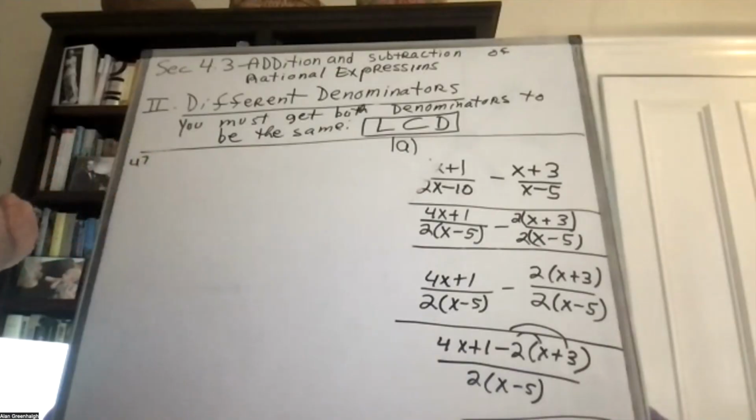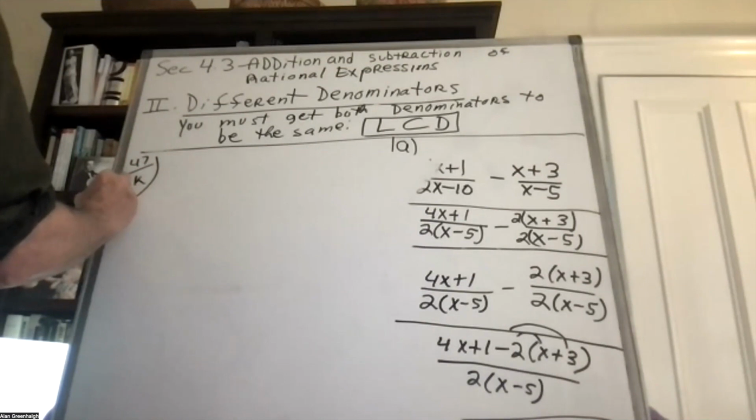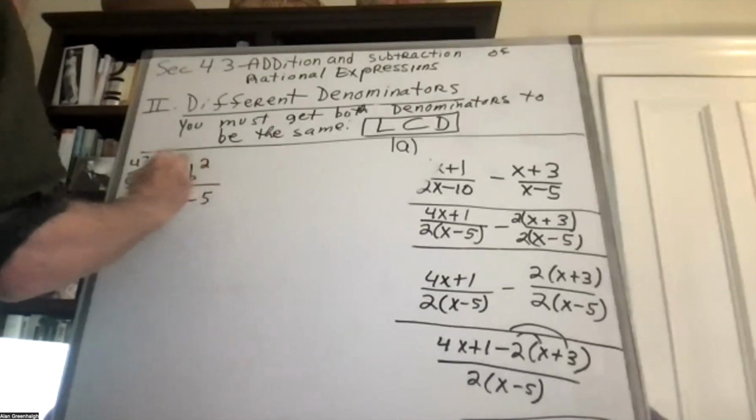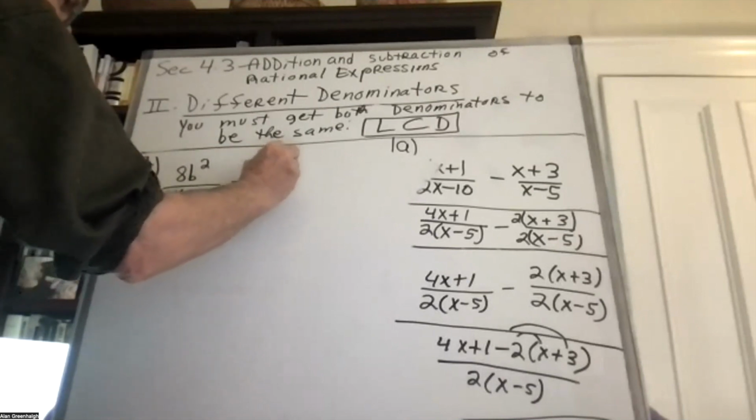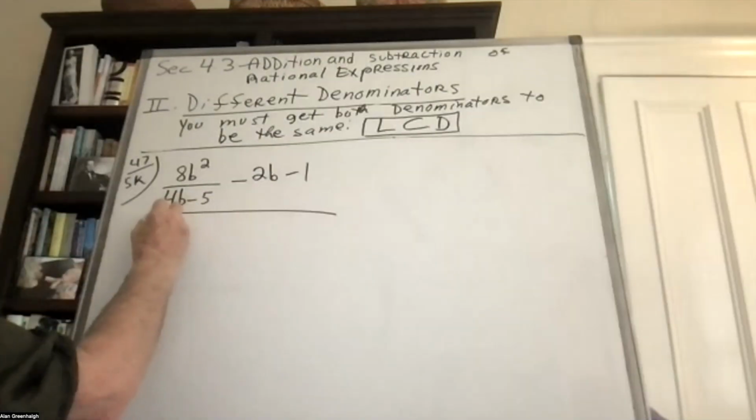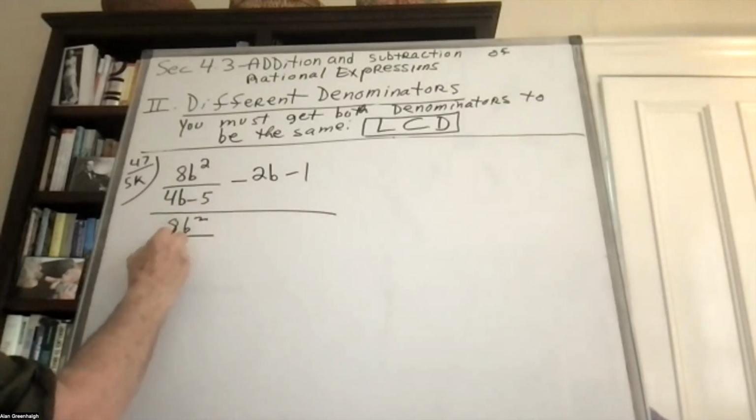And it's problem, oh, it's a beauty. It's problem K, 5K. And this is it. It's 8b squared over 4b minus 5 minus 2b minus 1. That's it. This is how I would do it.